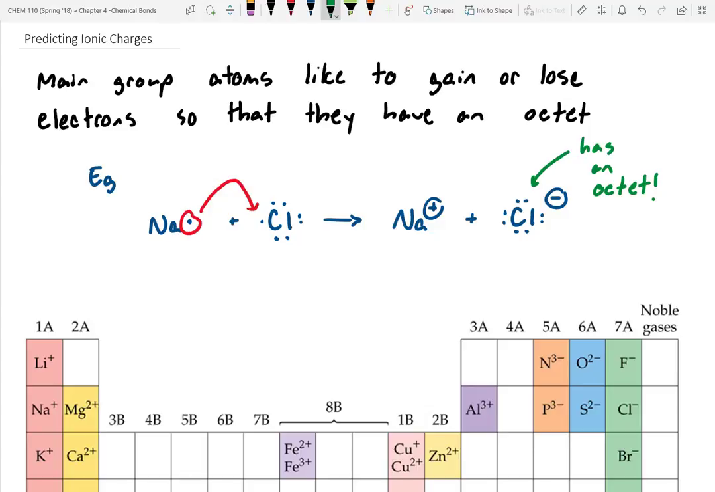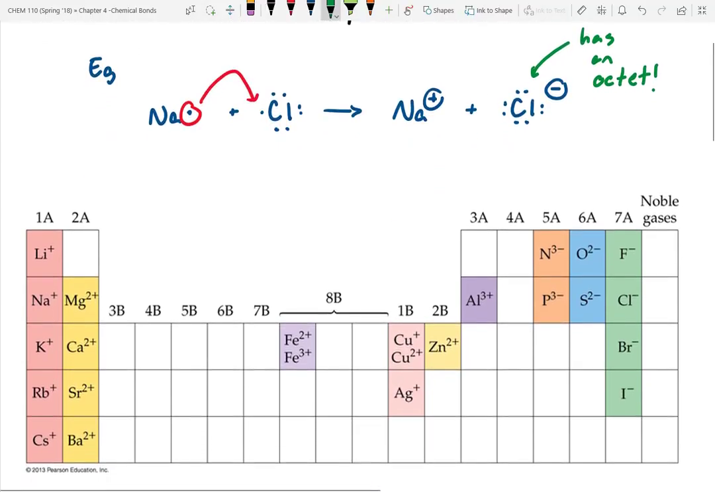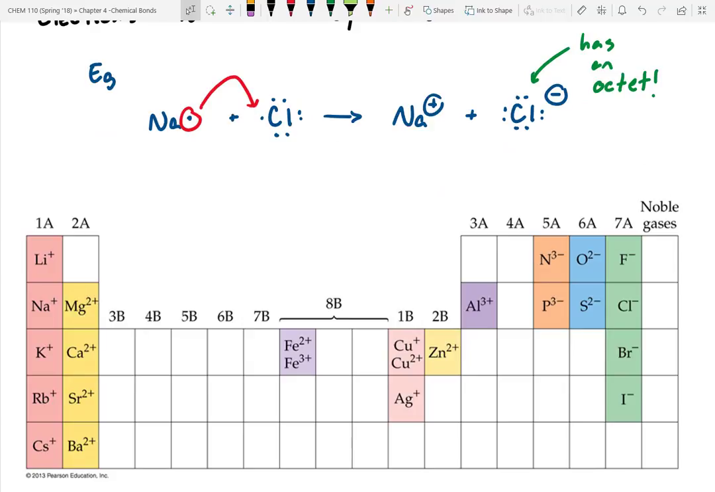If you look at the periodic table, it's pretty easy to figure out what's going on. In group 1A, anytime you have one valence electron, it likes to give it up. So typically group 1A elements, when they're in ionic compounds, will have a +1 charge. Group 2A, they have 2 valence electrons, so when they participate in ionic bonding, they have a +2 charge. If we go over to group 3A, these like to have a +3 charge.